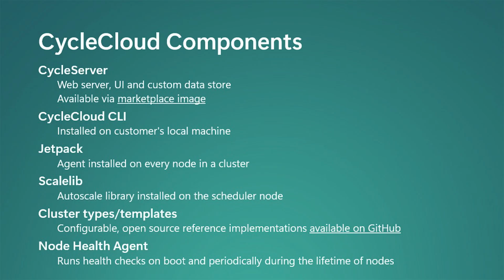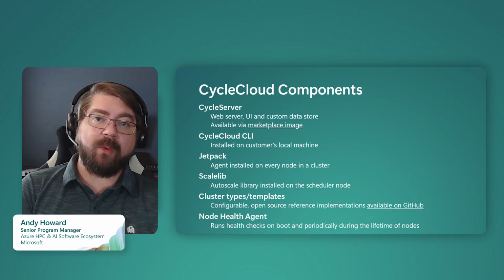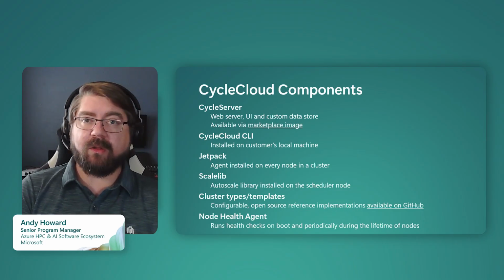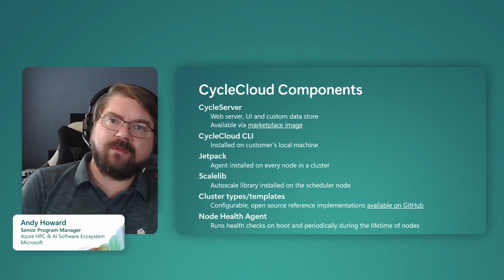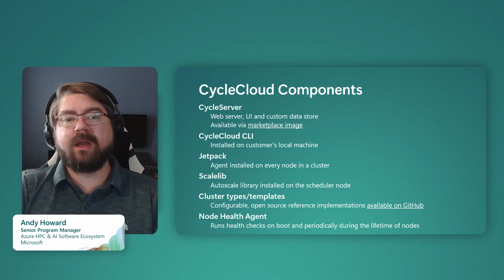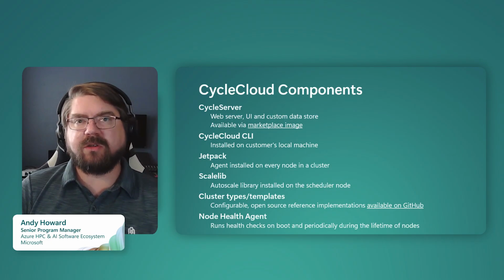That's really it. There's the CycleCloud CLI, which is installed by default if you deploy from the marketplace image on the CycleCloud VM itself. You can also download that locally and run it on your local machine. You can run it on another VM. You can run it on the scheduler node. It can run basically anywhere. It's just a CLI way to interact with the product.